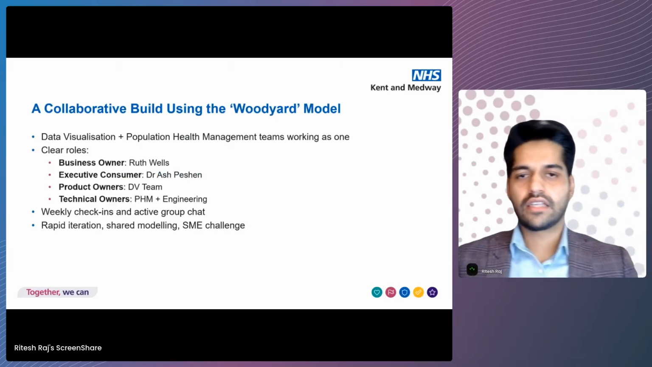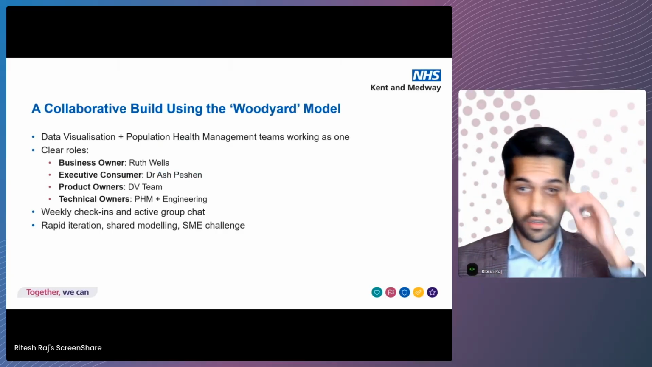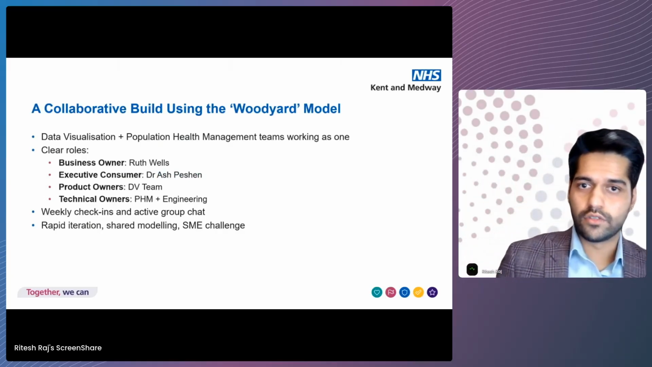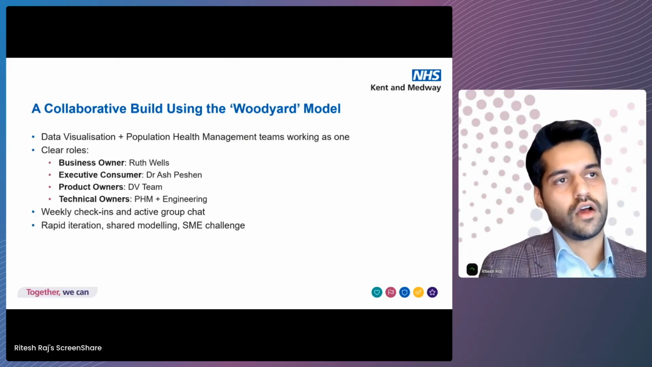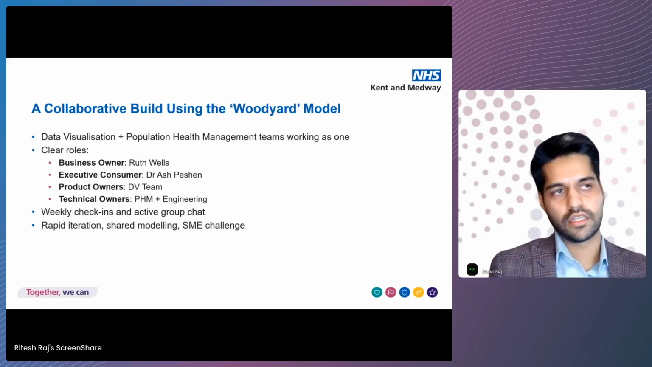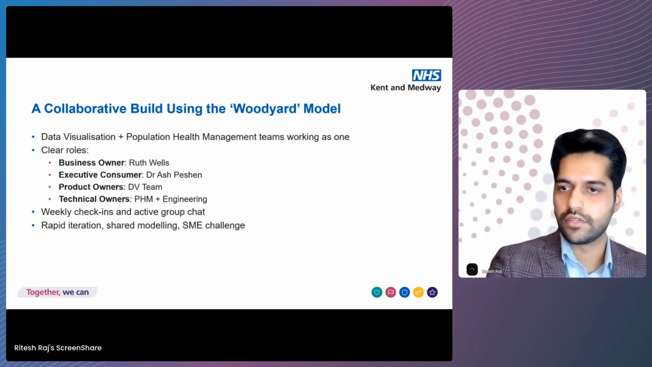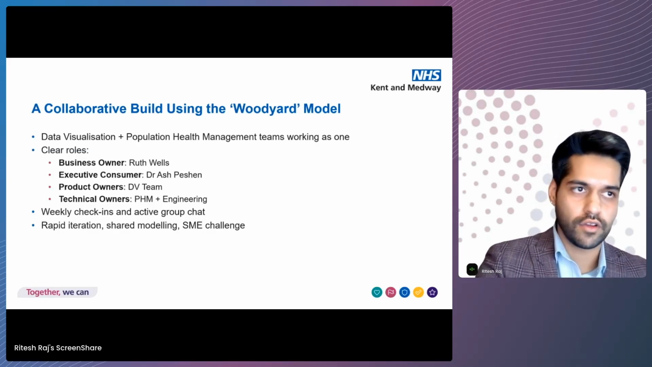So we ran this as a proper analytical commercial product cycle tool where we use the Woodyard approach. More on the Woodyard model: our colleague Shivan is presenting a talk on Woodyard tomorrow, so I highly recommend all of you to join that, 10:40 a.m.